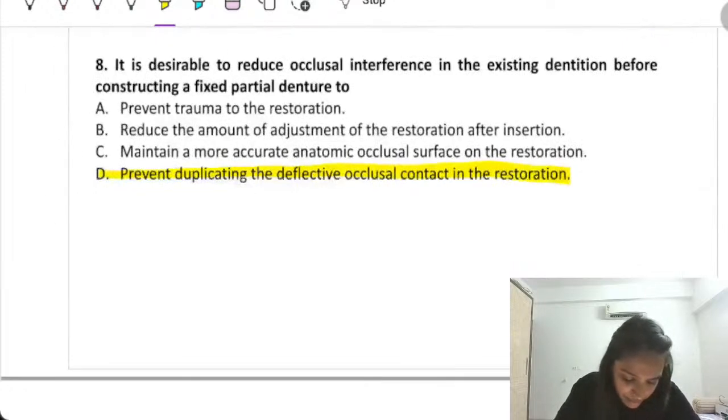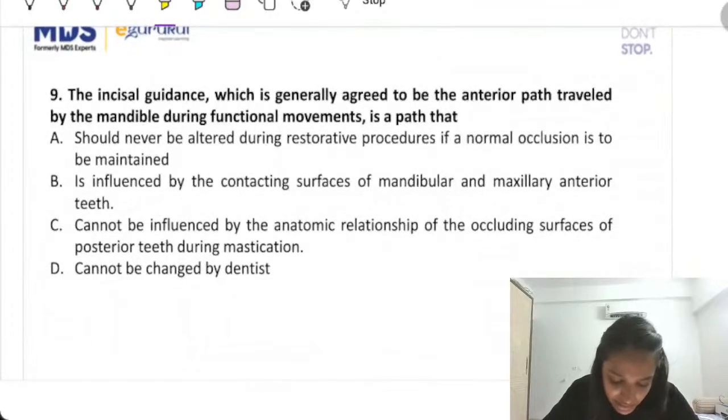Coming to question number 9. Incisal guidance, which is generally agreed to be the anterior path traveled by the mandible during functional movements, is a path that should never be altered during restorative procedures if a normal occlusion is to be maintained. Now, we know that incisal guidance is always altered, so option A is wrong.